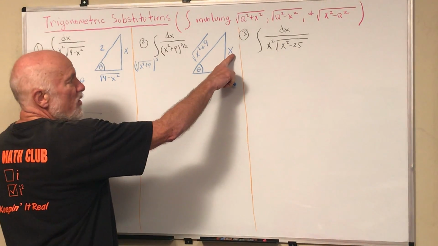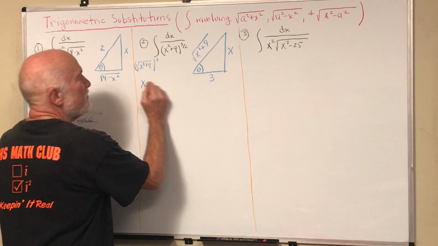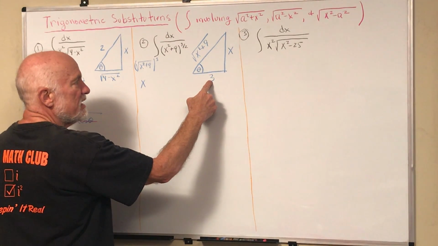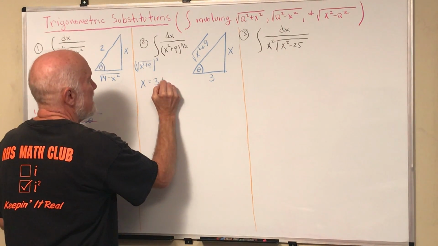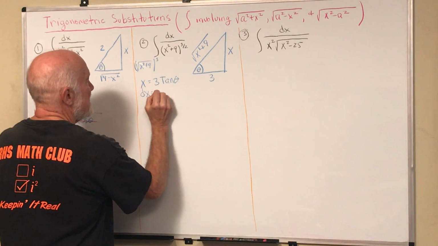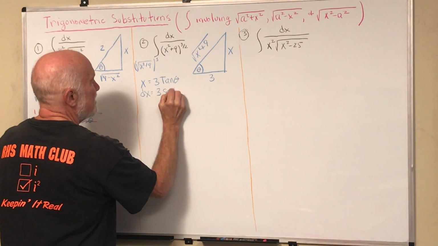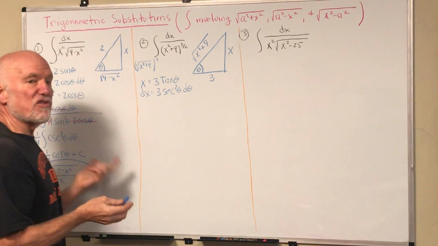Anyway, the first thing we always do is find x in terms of theta. So x divided by 3 is going to be the tangent of theta. So x is 3 tangent of theta. So dx is 3 secant squared of theta d theta. That's always the first step.